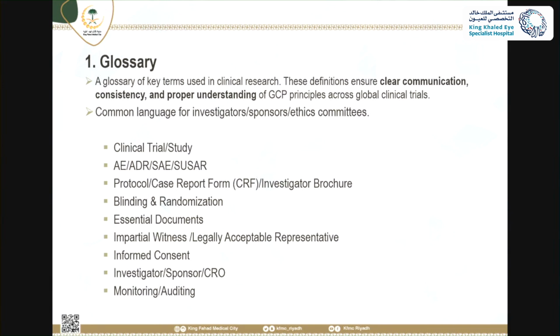Essential documents. This is a very important, or the most important, part of any clinical trial. These are the documents needed to be submitted to the FDA to get the drug or the medical device approved, and needed for inspection by regulatory authorities. Also, impartial witness. Have you ever heard before about impartial witness? We need to understand what impartial witness means and when it's going to be used.